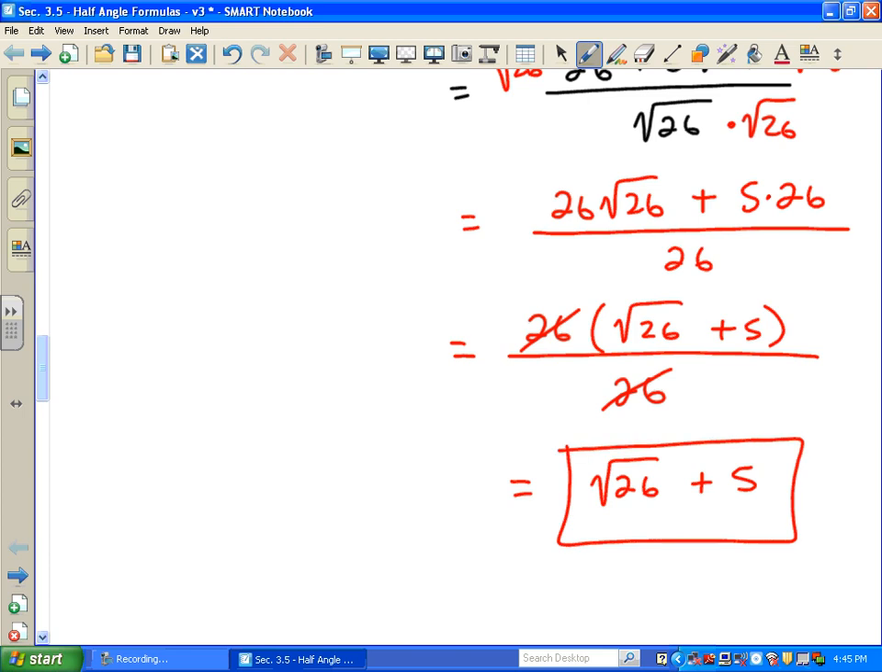That's a very, very ugly simplification problem. You did about 2 steps of algebra, and then the other steps were all simplification of that root.